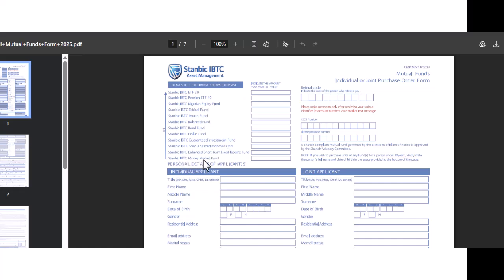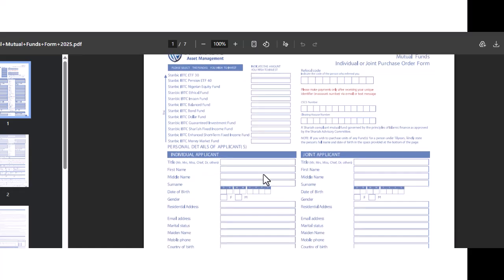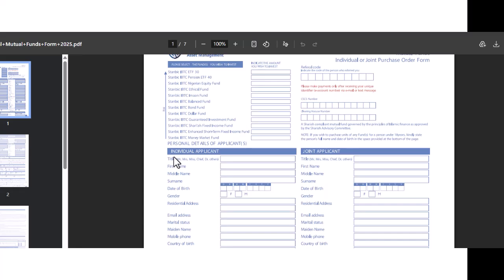So this is the money market fund. So this is the money market fund on the last one. Then most likely you need to go to the bank and they're going to guide you through. I believe there should be someone that will guide you through on how to go about it. So individual applicants, joint applicants.